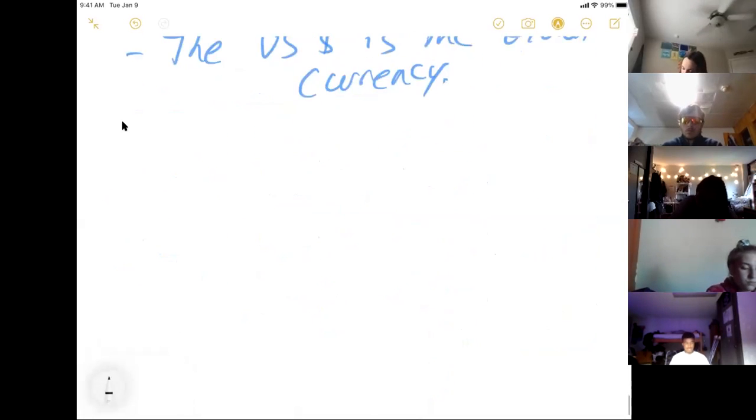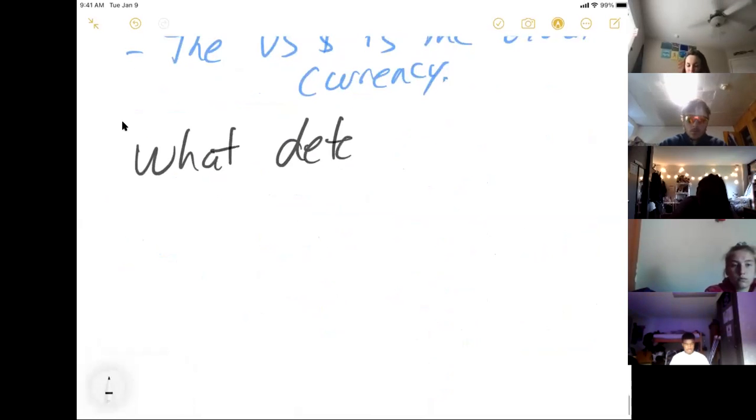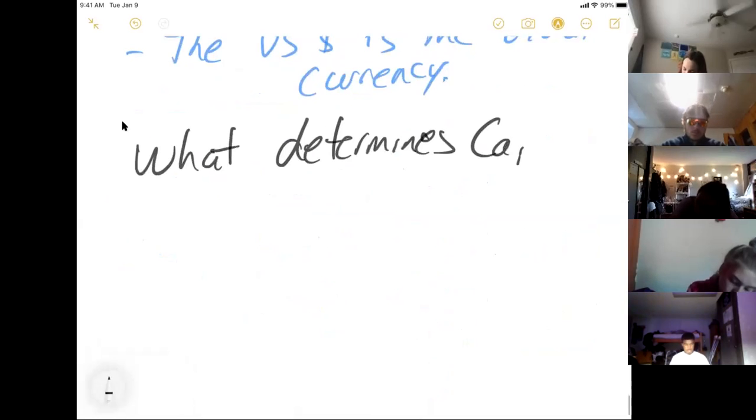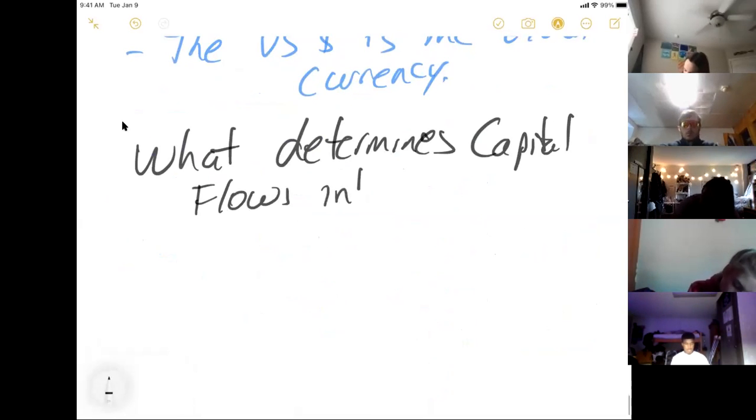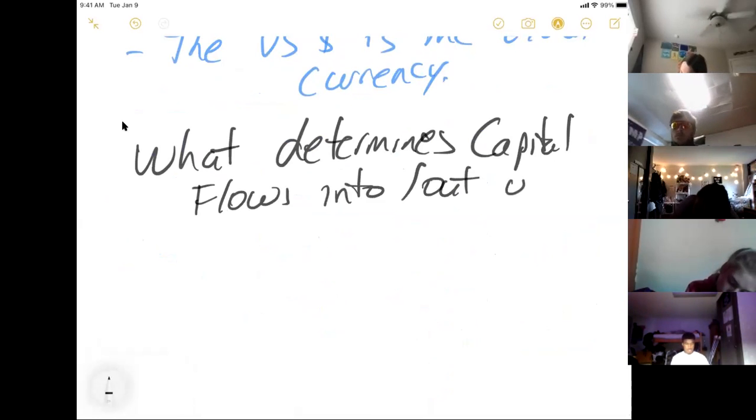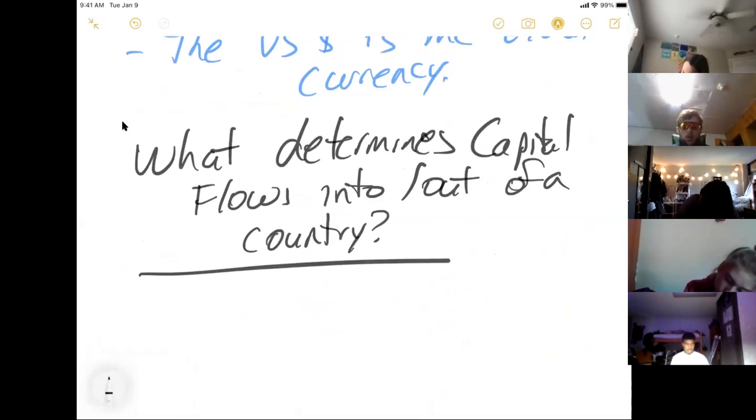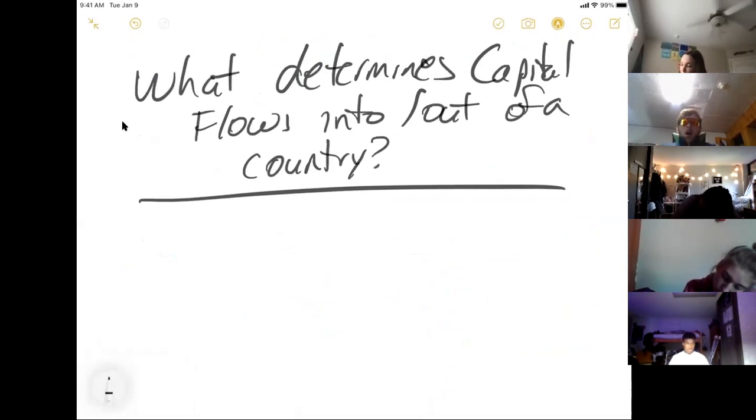To make sure we understand this a little bit better, let's talk about what determines capital flows into and out of a country. Let's make sure we're clear about what are some of the factors that play a role in capital coming into or going out of a country. What are some of the things that we have to think about here as economists to help us understand this? Anybody?